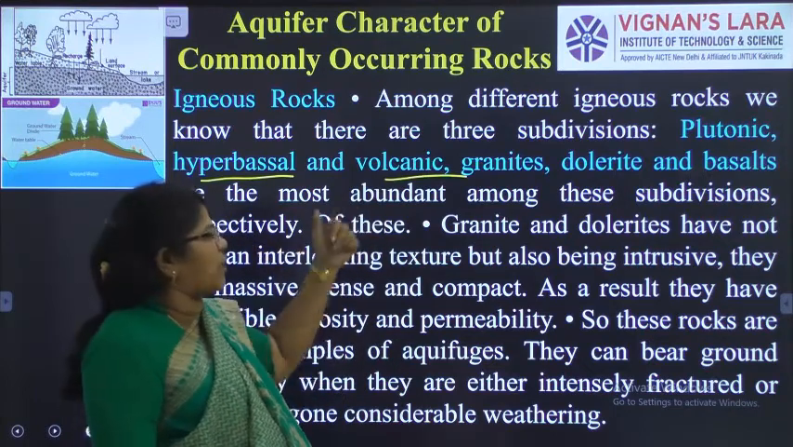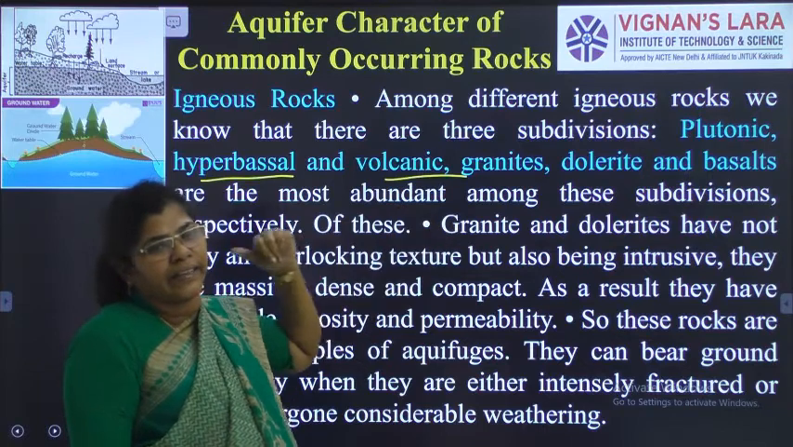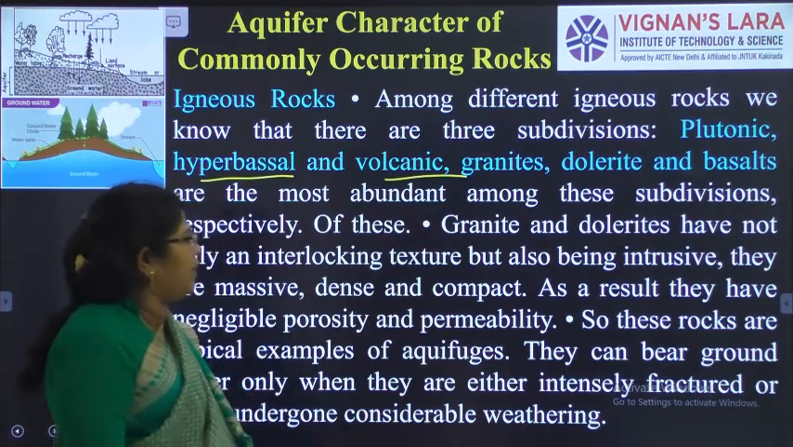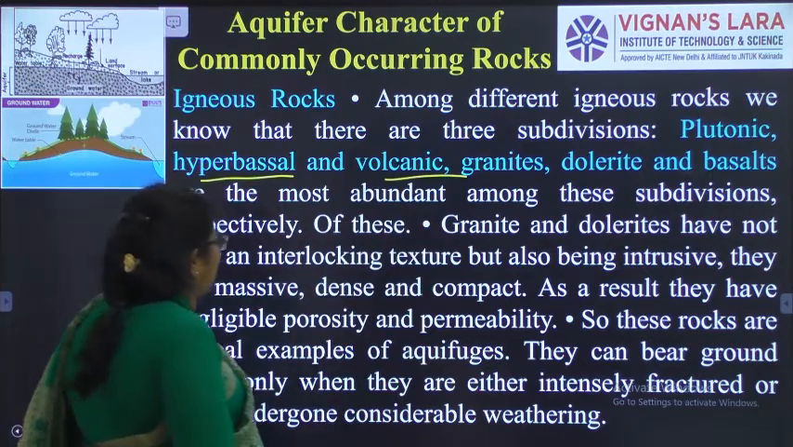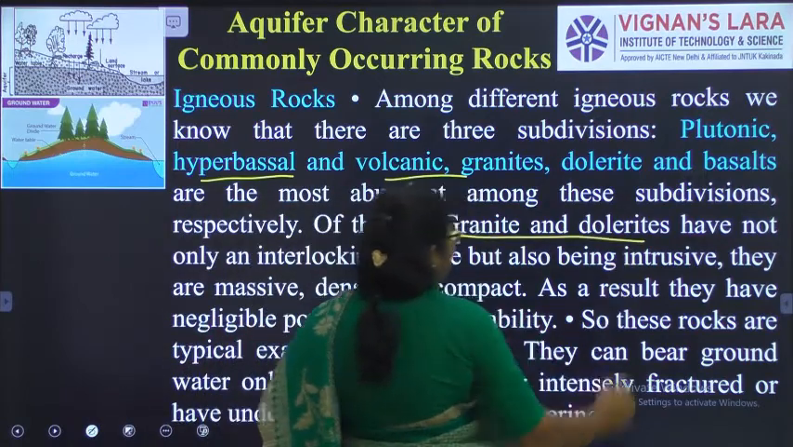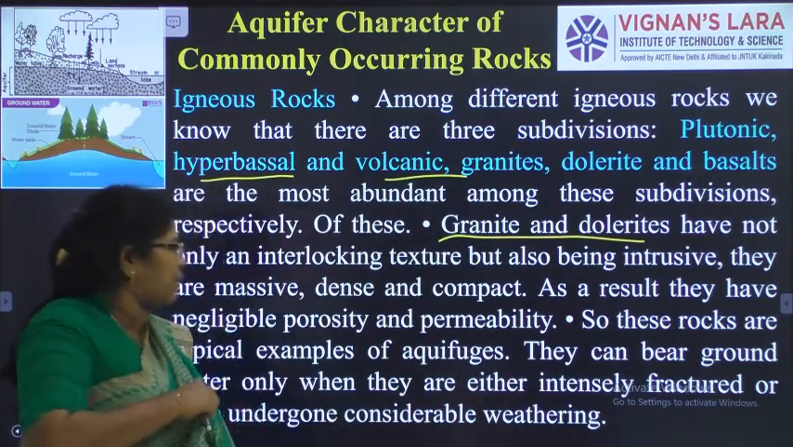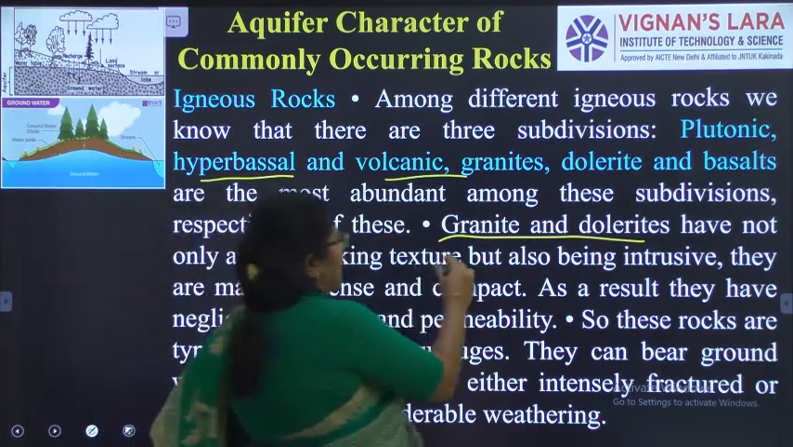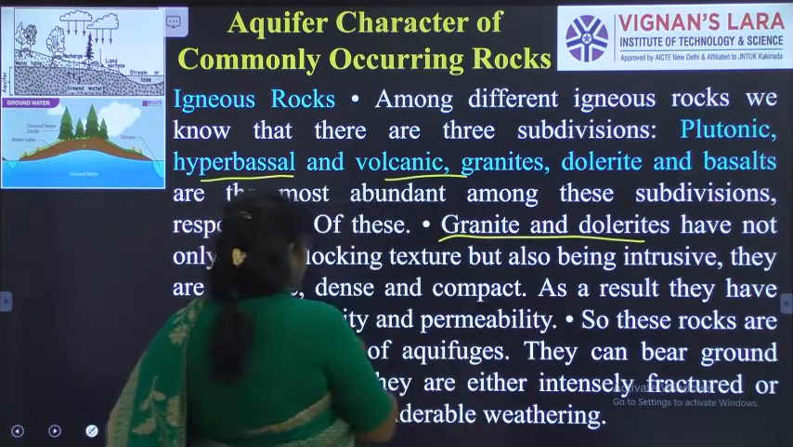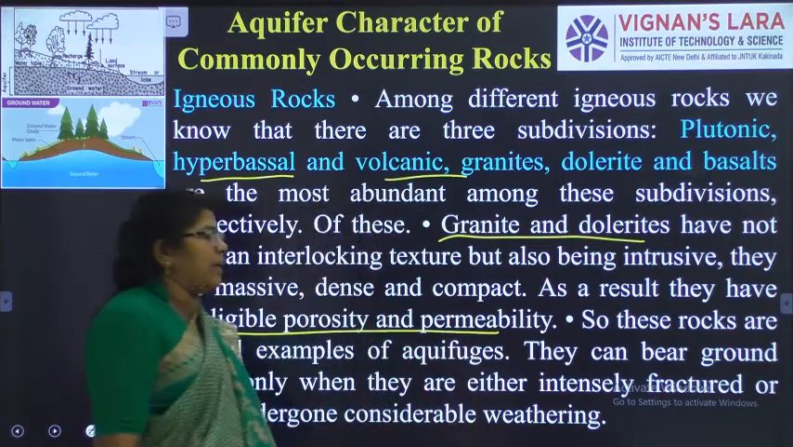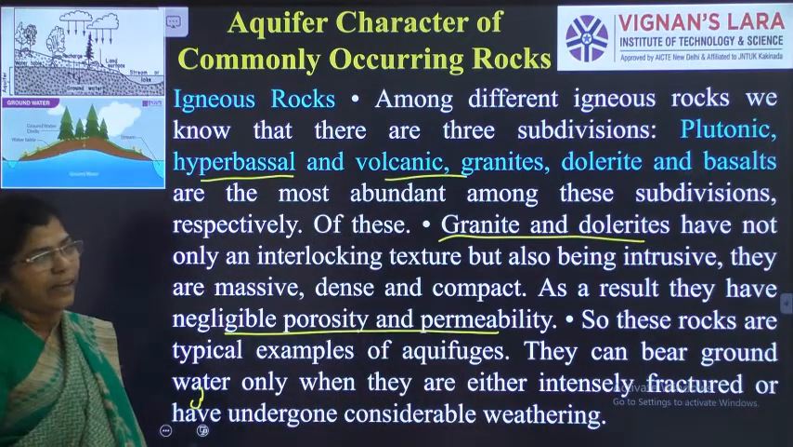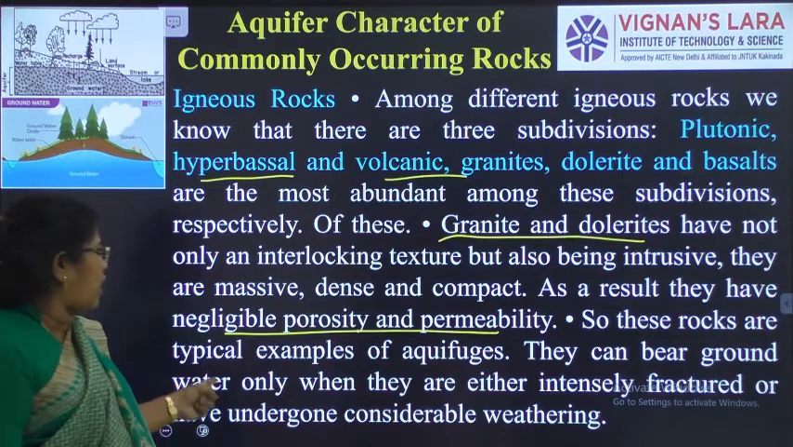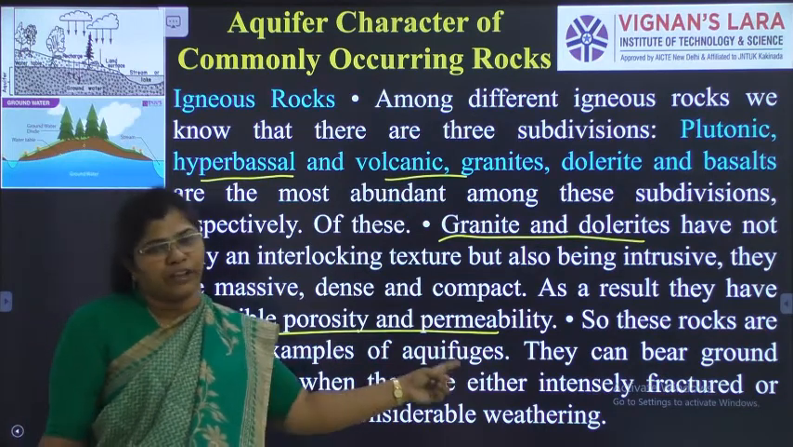In the interior, the formation of granites will be there. In the exterior, the formation of basalt will be there. Right? Okay. So actually granite and dolerite do not have interlocking structures, whereas basalt has interlocking structures. So hence granite will have negligible porosity and permeability. It will not have a hard layer. So these rocks are typical examples of aquifuges.